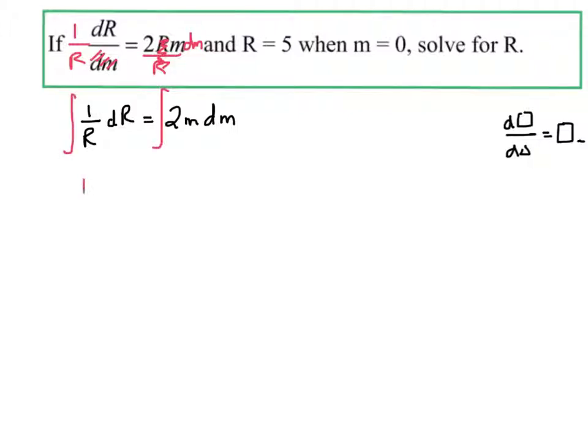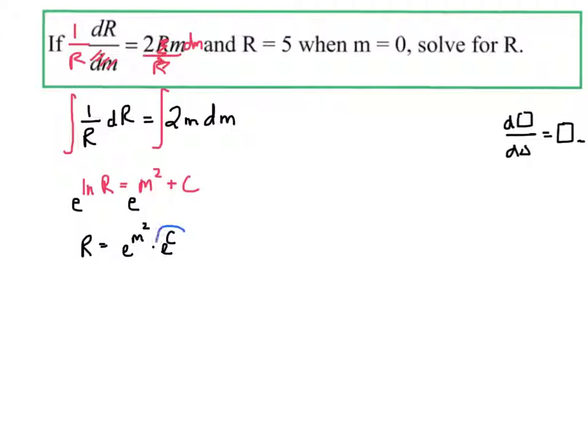So we've got the natural log of r equals m squared plus a constant. Now, in the previous example, I solved for the constant right here. In this example, as I said, I'm going to wait till the end. Okay? So I want to solve for r. So e to both sides. I've got r equals e to the m squared multiplied by e to the c.